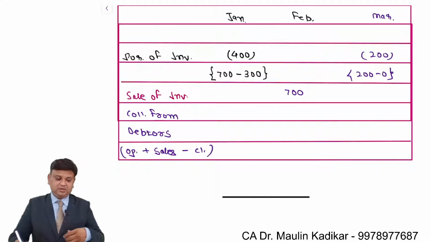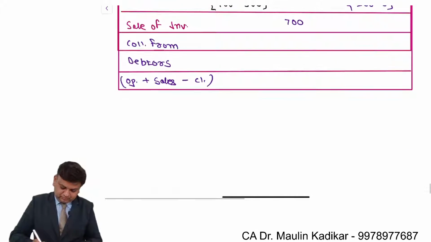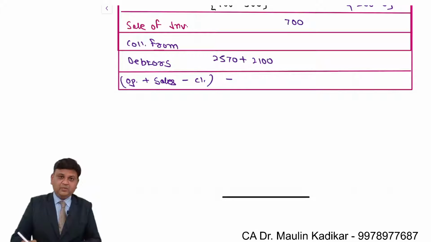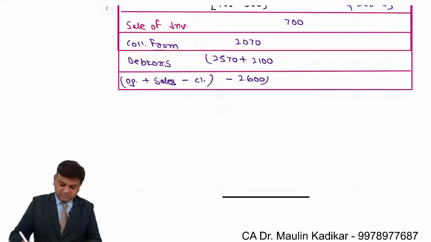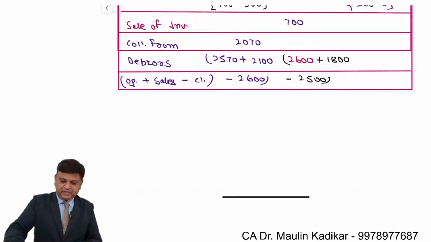January month, what is the opening balance of the debtors? 2570 plus what is the sales? Sales is 2100. What is the closing? Closing is 2600. So it is 2070. Next, it is 2600 plus again what is the sales? Sales is 1800 minus closing. What is closing? Closing is 2500. So 26 plus 18 minus 25.